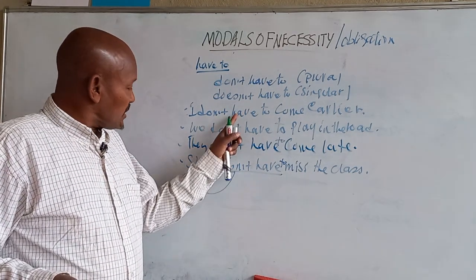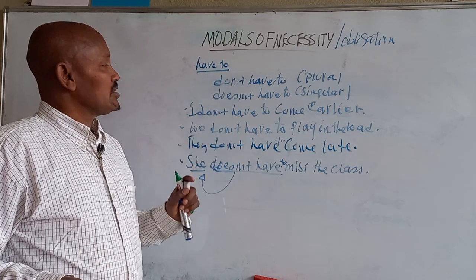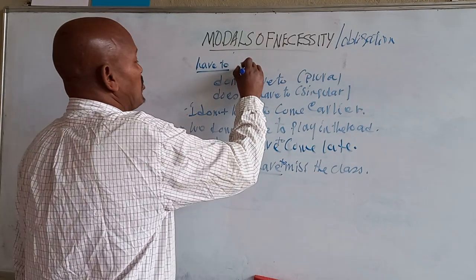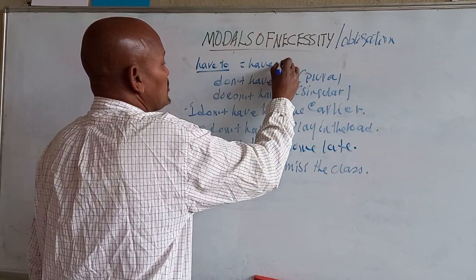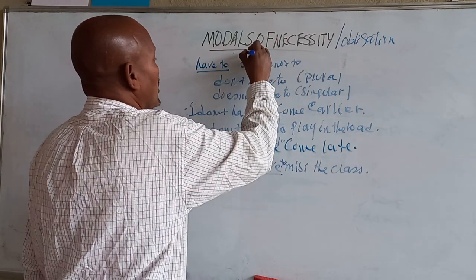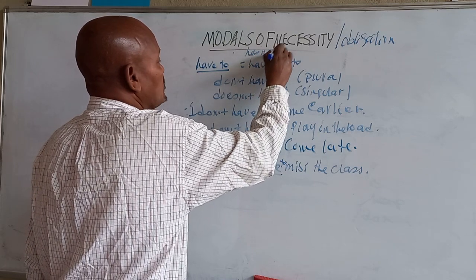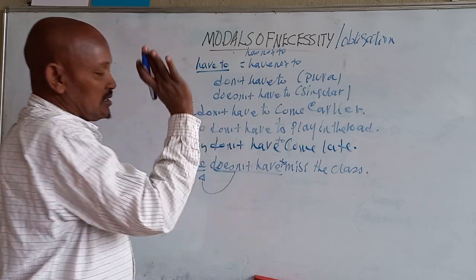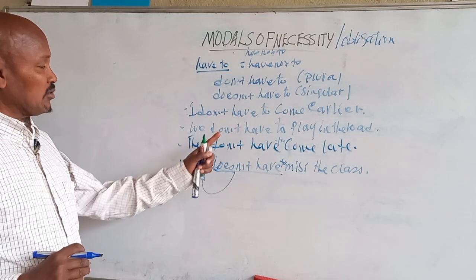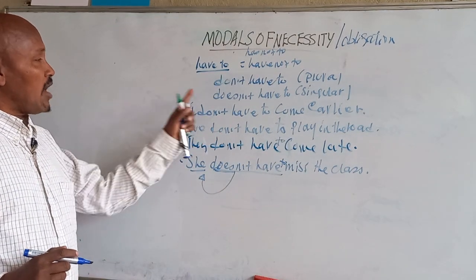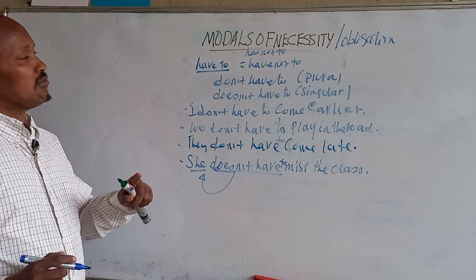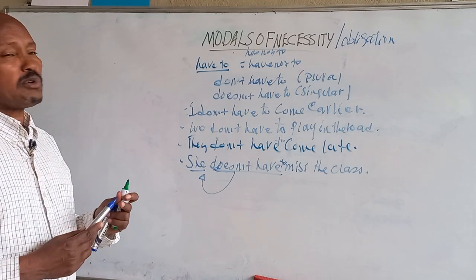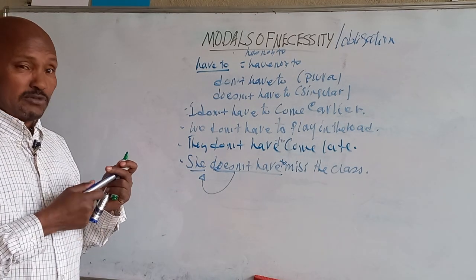So these are the negative forms of have to, which is don't have to and doesn't have to. Sometimes have not to is also possible, yes? Have not to or has not to is also possible, which have the same meaning with don't have to and doesn't have to. So we can use don't have to, doesn't have to, have not to, or has not to in this way for something which is not necessary.